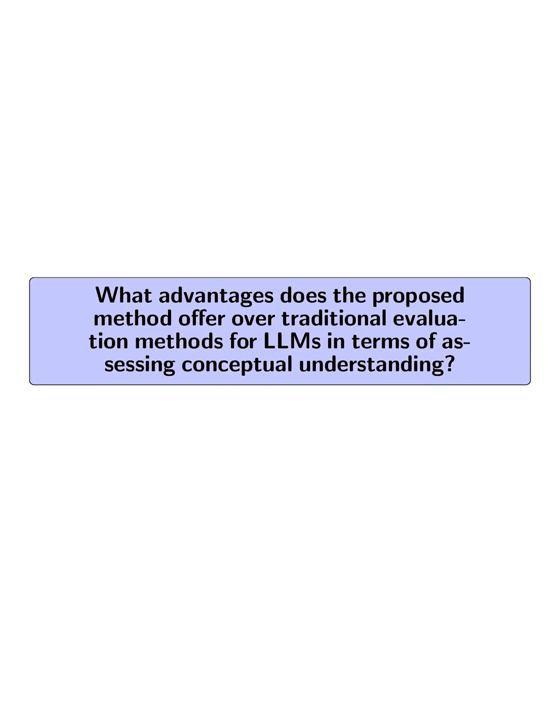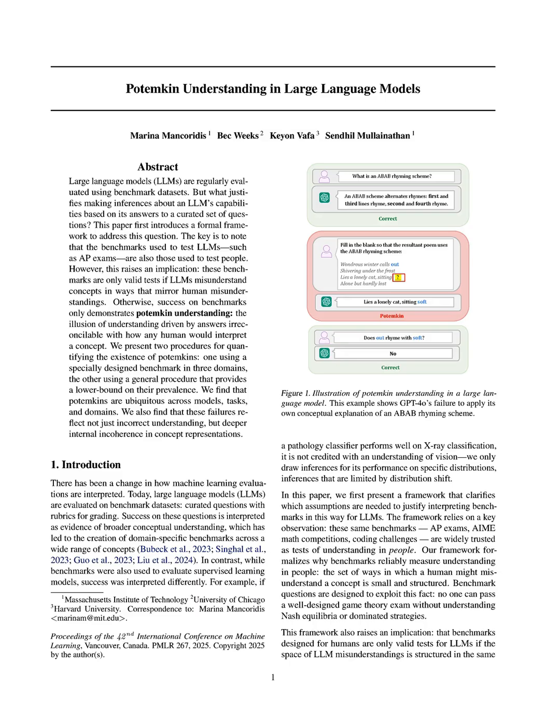What advantages does the proposed method offer over traditional evaluation methods for LLMs in terms of assessing conceptual understanding? The proposed method offers significant advantages over traditional evaluation methods for LLMs by explicitly identifying and measuring the prevalence of Potemkins, which are instances where LLMs can answer keystone questions correctly but fail to apply the concepts accurately. This approach highlights a critical misalignment between human and LLM understanding, revealing that traditional benchmarks, designed for human evaluation, may not effectively assess LLMs' conceptual grasp.